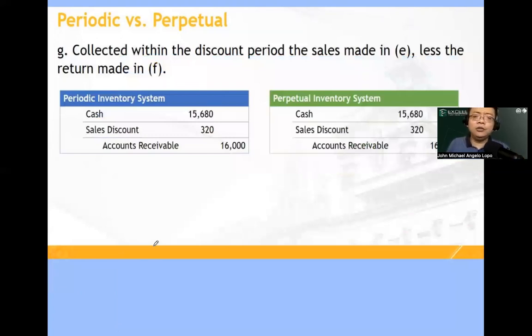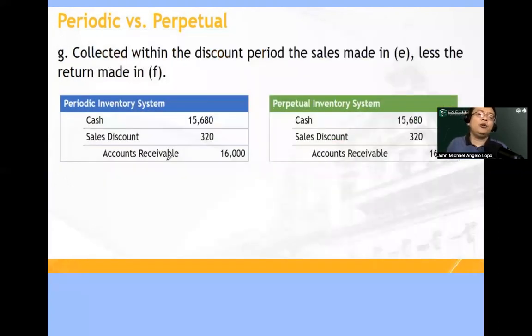Collected within the discount period, the sales made. Okay, so please take note last. Cash, sales discount, and also you have your account receivable. Okay, same na same lang. Okay, collected within the discount period from the sales made less than the return. Okay, so same pa din. So you have 15,660 minus this one, 320 sales discount, and the receivable is 16,000. Okay? Ganon din sa perpetual.